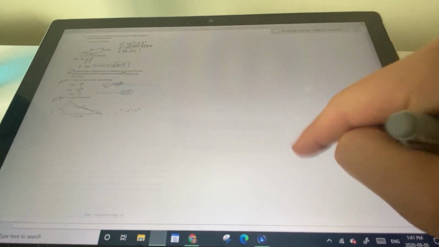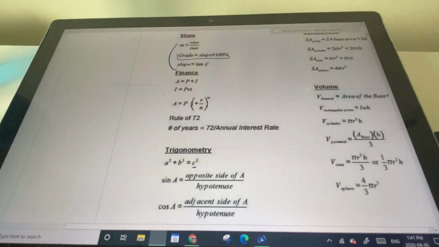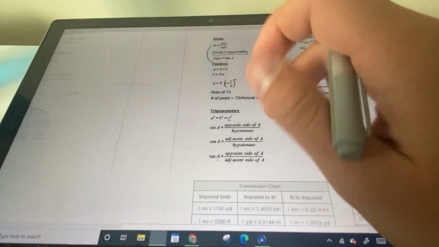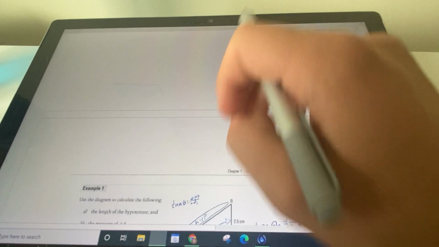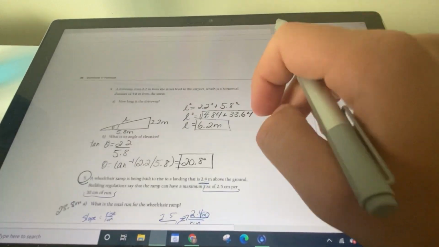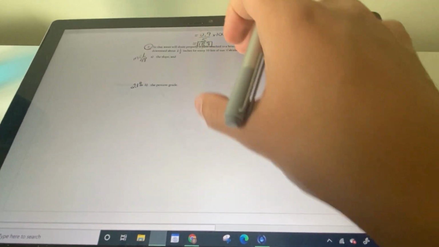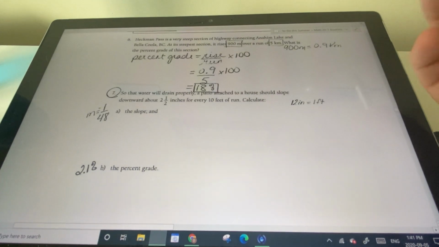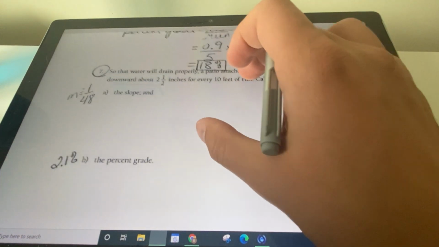Now, this is on your formula sheet. Grade equals slope times 100%. So take your slope, times 100%. You know how to find slope now, so let's do that together. This isn't super difficult if you know how to find slope. Again, if something's confusing you, please just let me know, but we'll figure this out together. So number 7.